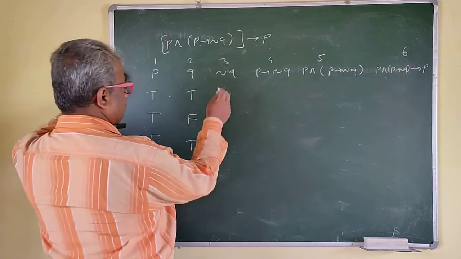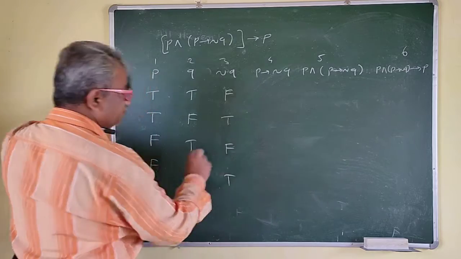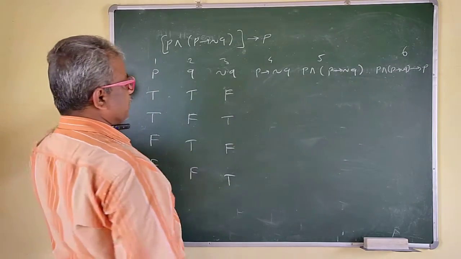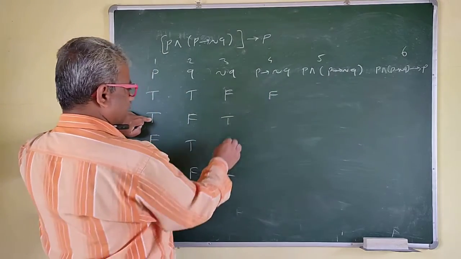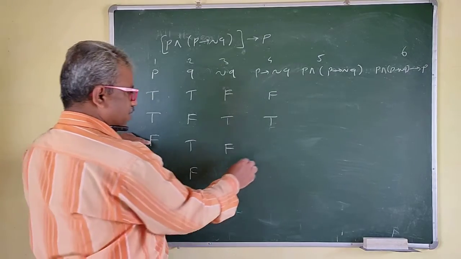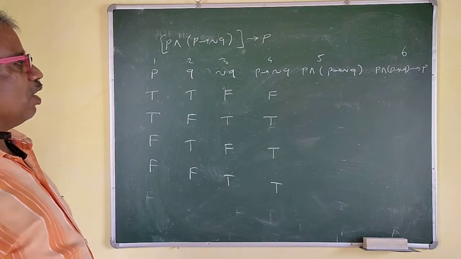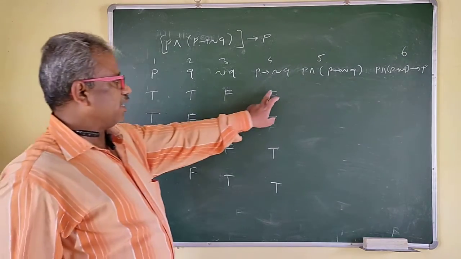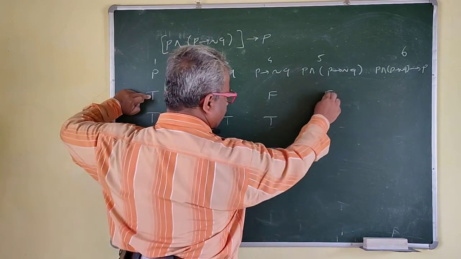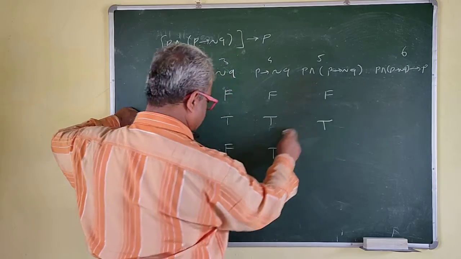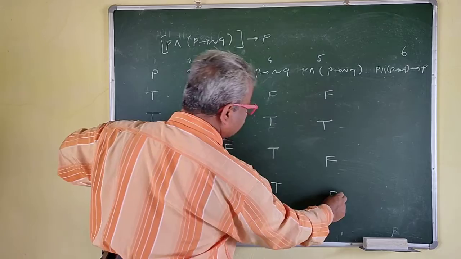So negation Q is F T, F T. Now P implies negation Q: T implies F is F. T implies T is T. F implies F is T. F implies T is T. Right? Now P and this one. T and F is F. T and T is T. F and T is F. F and T is F. Right?